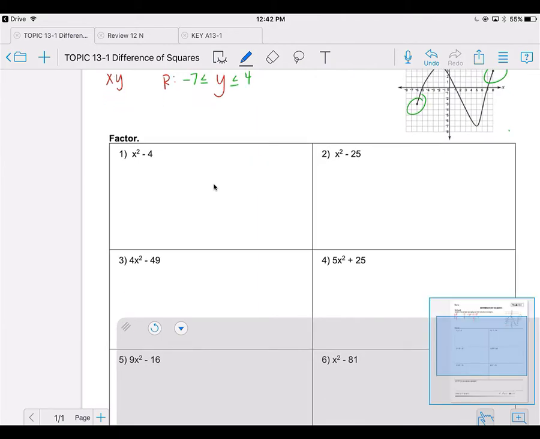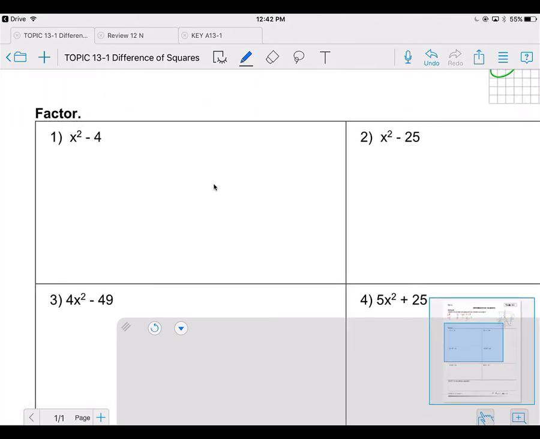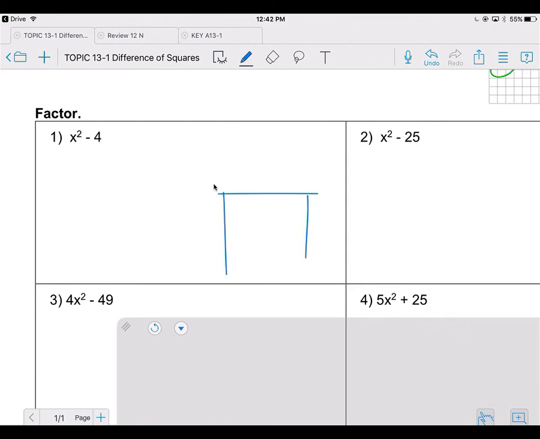So on all of these, they're asking us to factor. My first step in factoring is to look for a GCF. I don't have one, so I can go straight to the box. My box has an x squared and a -4. My product, therefore, is -4x squared. And my sum, because they do not give me one, is 0.